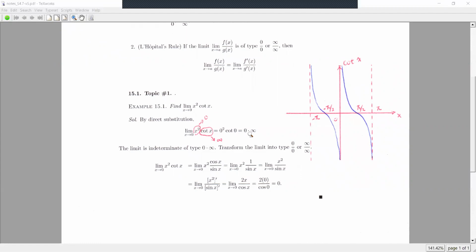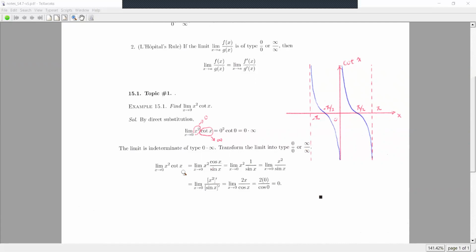So we get 0 times infinity. We don't know what that is. So direct substitution to compute this limit fails. This is a difficult limit. The type is 0 times infinity. Now, I want to use L'Hopital's rule to compute this limit. I transform the limit into a type of either 0 over 0 or infinity over infinity.